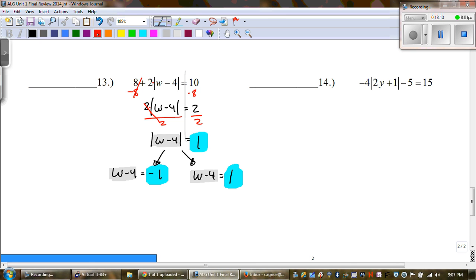So now all we have to do is solve. When we add 4 to both sides, we get w equals 3, or on the right side, when we add 4 to both sides, we get w equals 5, okay? So our answers are 3 or 5.